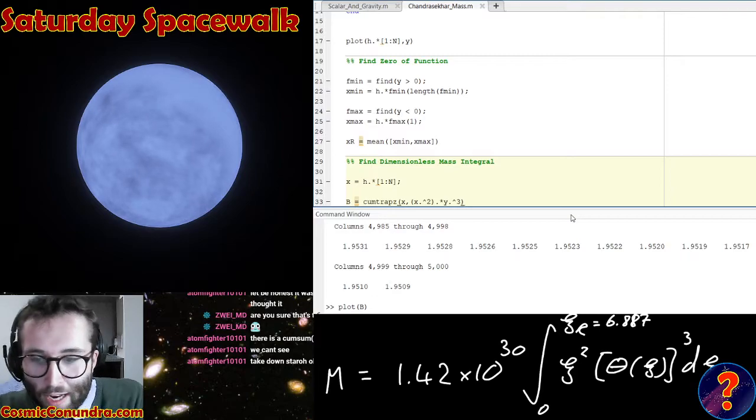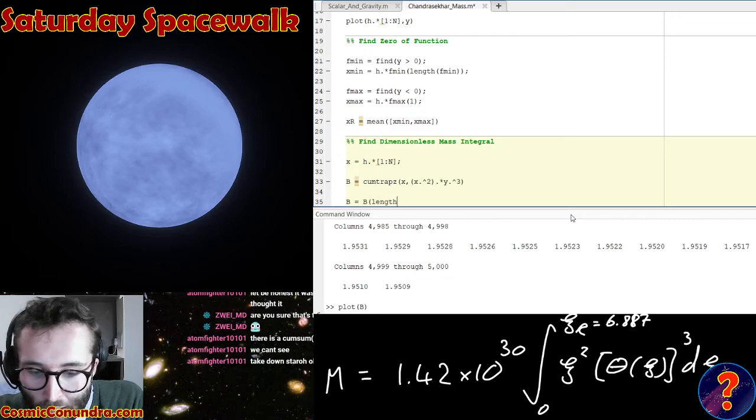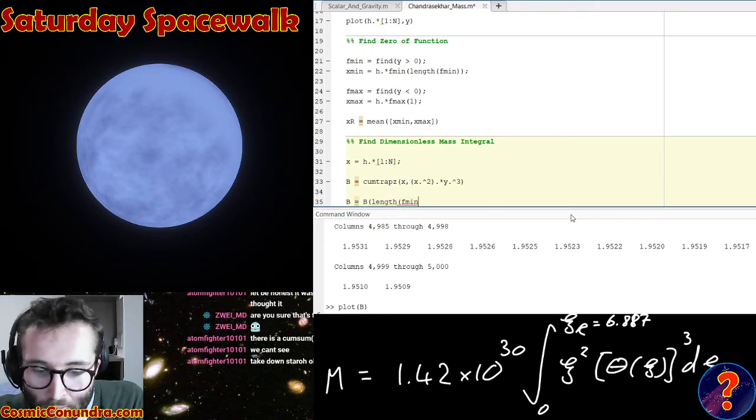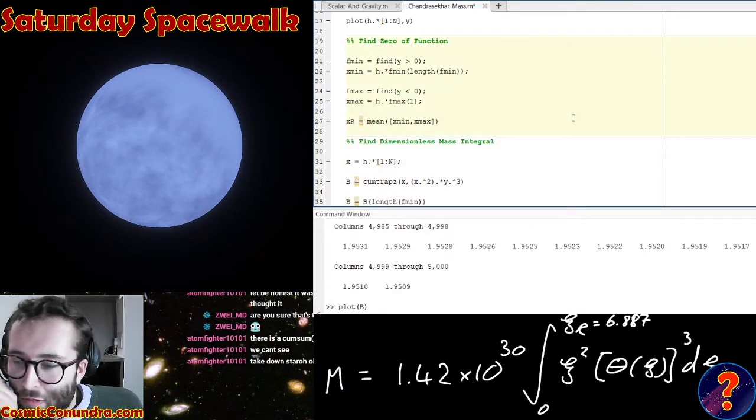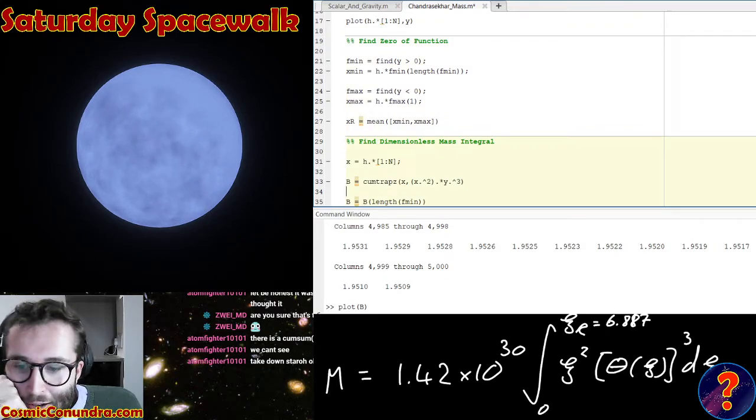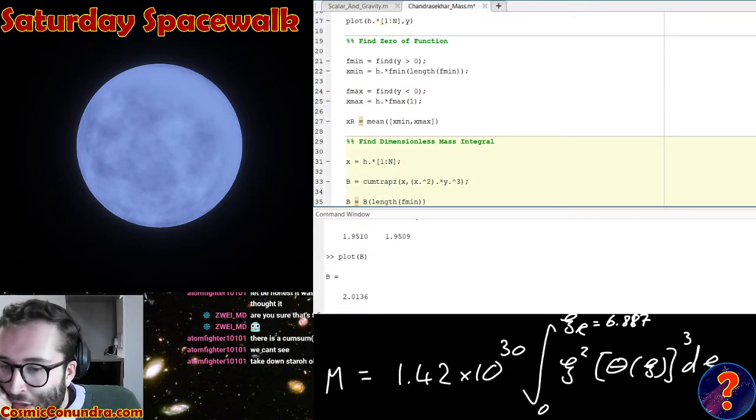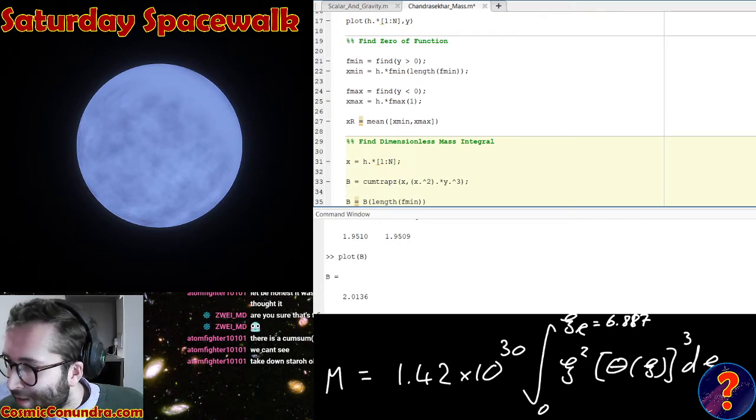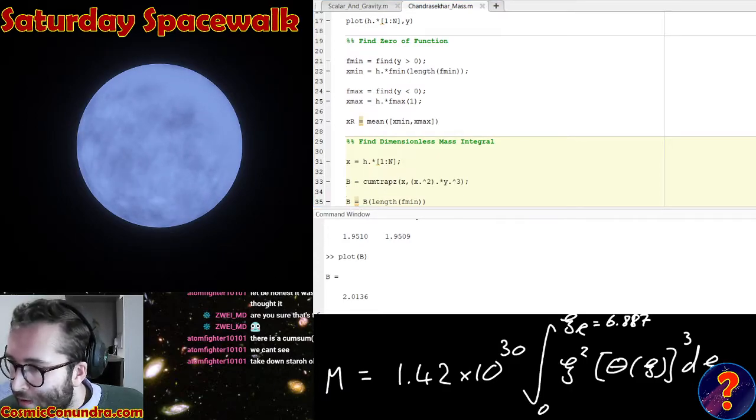So I want to evaluate b at the length of f min, so at this point just to the left of the zero. And if I do that, I'm going to suppress this output because I don't want to see all this nonsense. I will get 2.016, which is good.